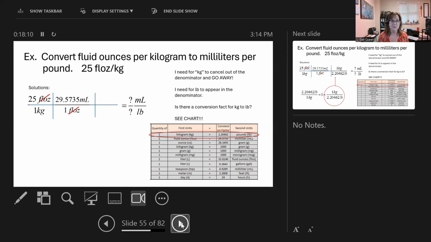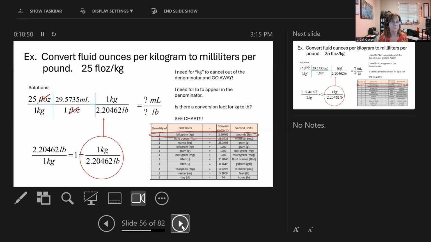This time I need to strategize. So this time we're thinking about those kilograms in the bottom. I don't want kilograms in the denominator. I want the units, kilograms, to cancel out and go away. And instead of kilograms, I want to turn it into pounds. So the question is, is there a conversion fact between kilograms and pounds? So back to the chart we go, and you look at the very top row in the chart, and I see that 1 kilogram equals 2.20462 pounds.